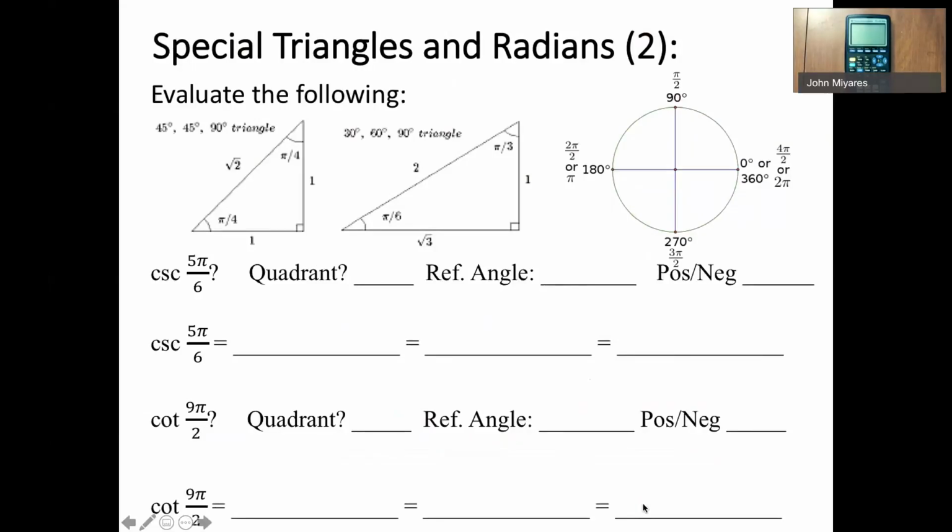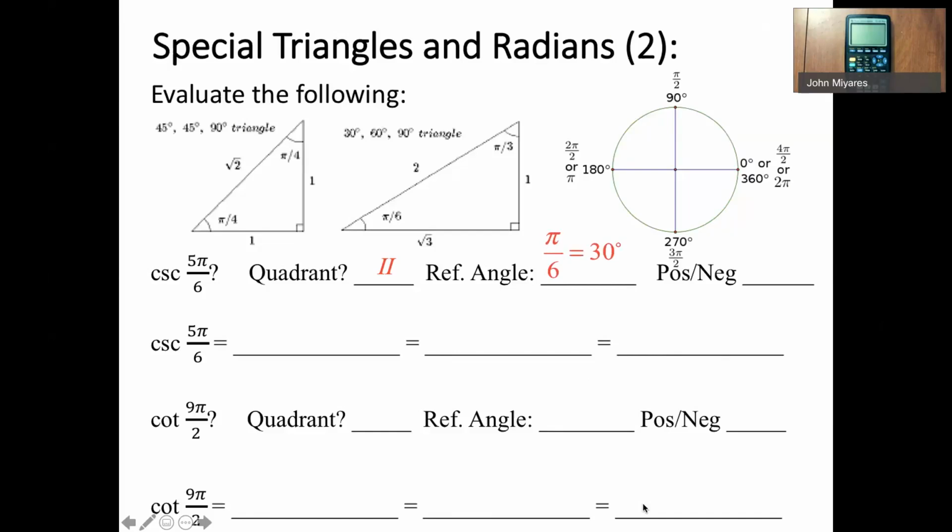So 5 pi over 6, or 5/6 pi, is less than pi but greater than half pi. So that will fall in quadrant 2. Now, the terminal side of 5 pi over 6 is only 1/6 pi away from the negative x-axis. So the reference angle will be pi over 6 radians, or 30 degrees.